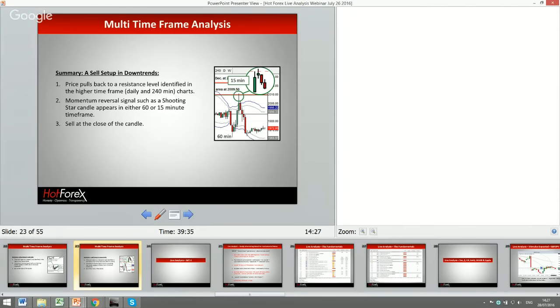So in the downtrend, just like in the uptrend, it's the same thing. We're looking for pullbacks to resistance at the higher time frame. Entries on the lower time frames, such as a shooting star in a downtrend.